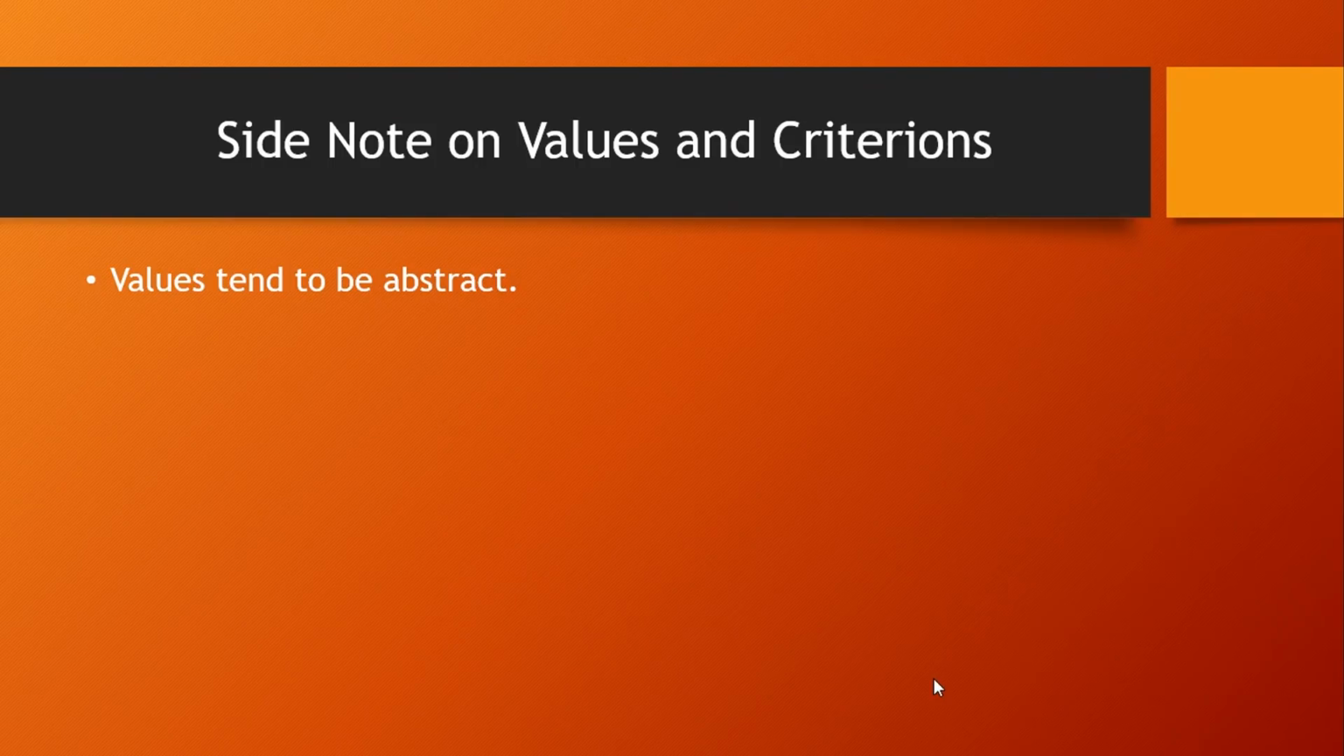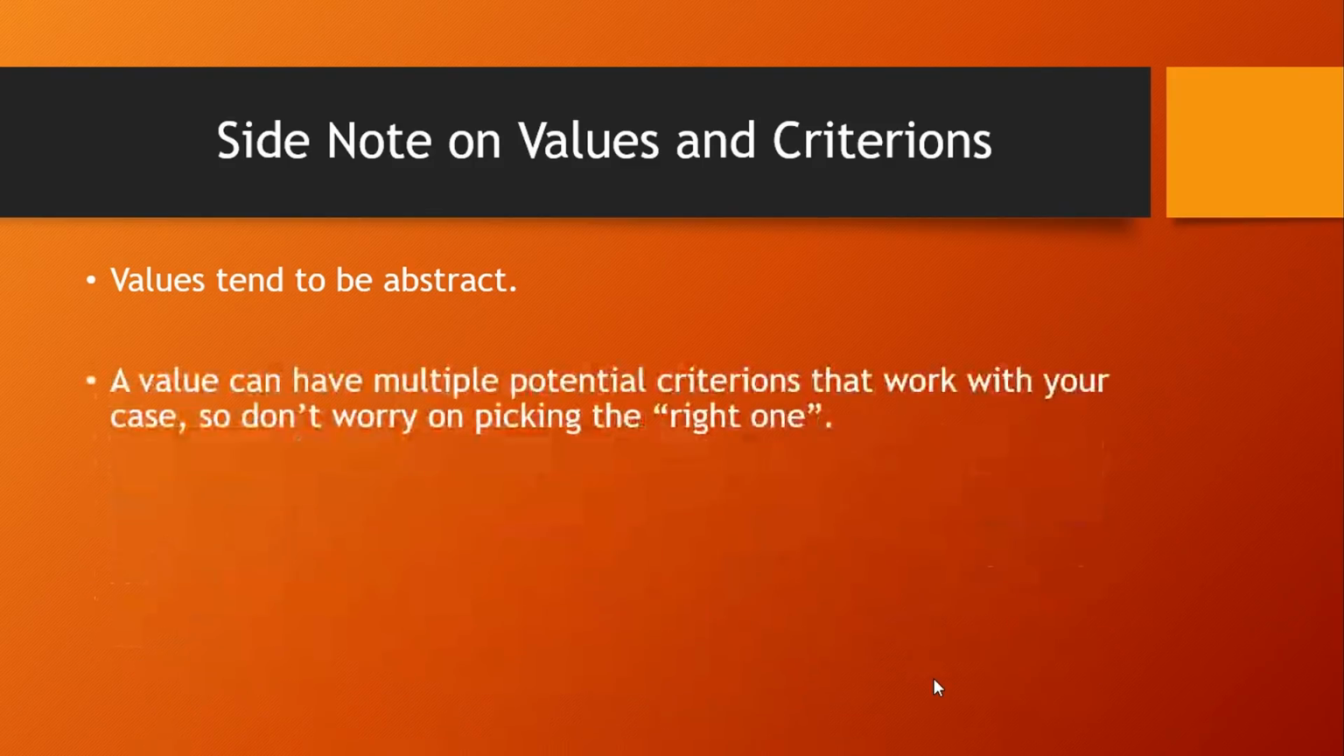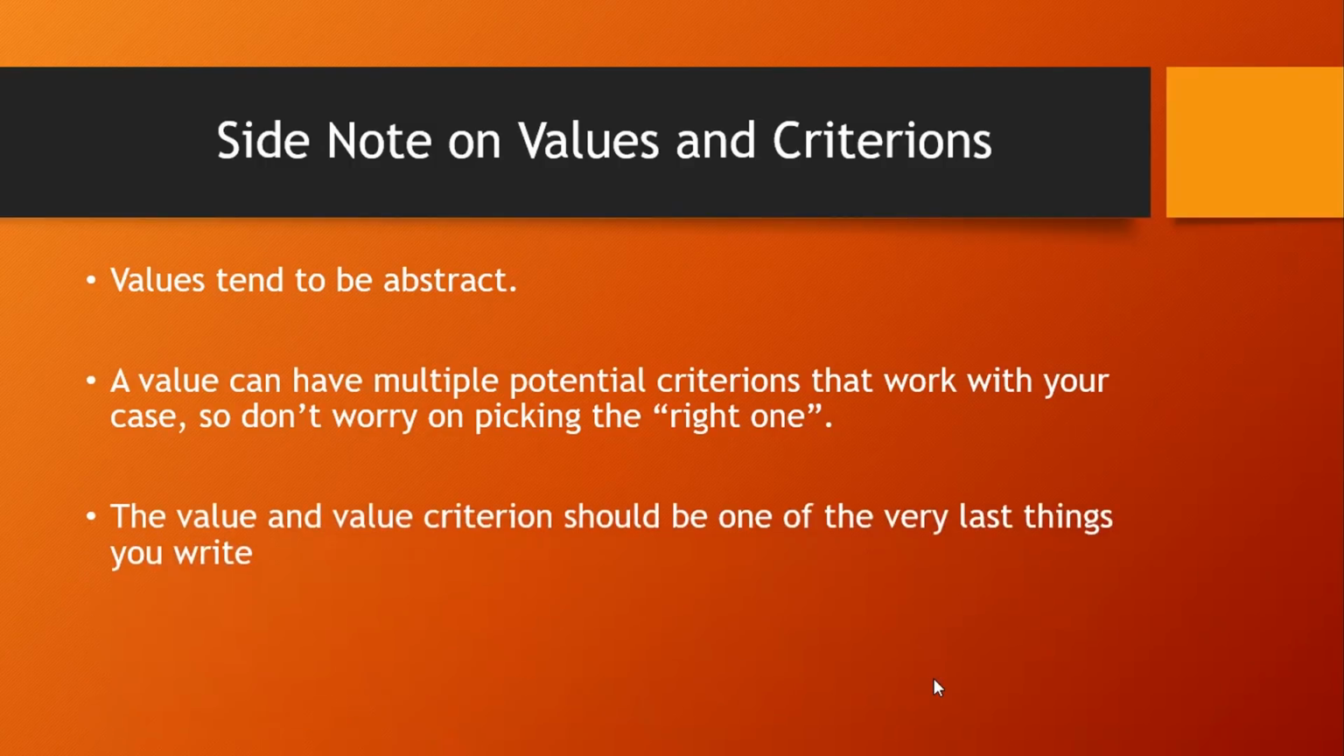So here are things to know about picking a value criterion. The first thing is that a value can have multiple potential criterions that work with your case. So don't worry about picking the quote-unquote right one, because there really doesn't exist a right one. It's just one that works or one you come up with. The second thing is that while the value criterion is usually on the top of the case and is usually the very first thing you say, it should be one of the very last things you write, since it's required to be tailored to the arguments you're going to make and the cards you're going to read. So the value criterion is like clothes: you buy them after you try them on, not before you try them on.